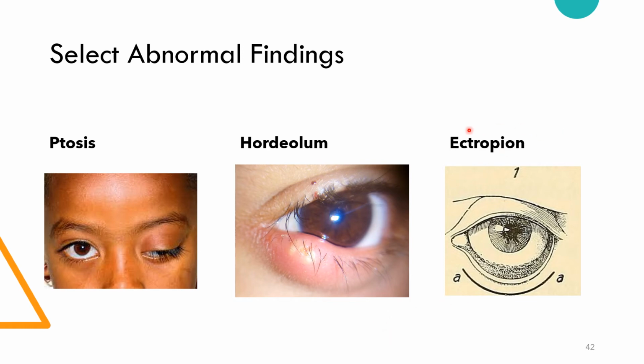And then we have an ectropion, or a drooping lower eyelid. Here, the eyelid turns out and is lax and not taut against the eye, and this would be considered for a surgical evaluation.